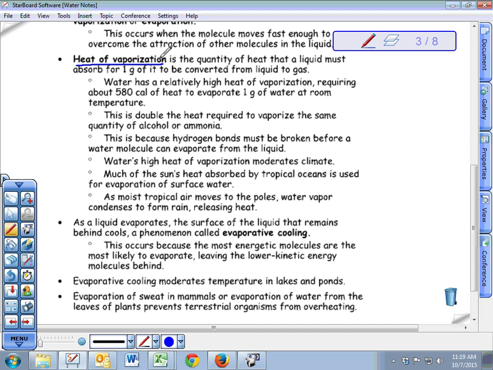It's the reason you sweat. When you sweat, it does not cool you down. Sweating does not cool you down. All you are is hot, covered in hot water. When the water evaporates is when it cools you down.